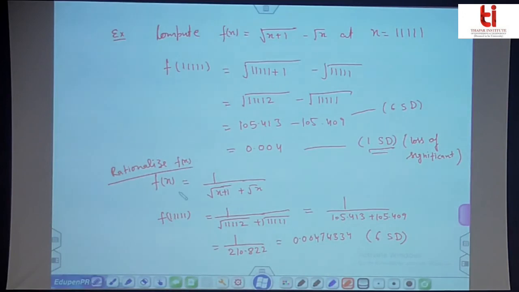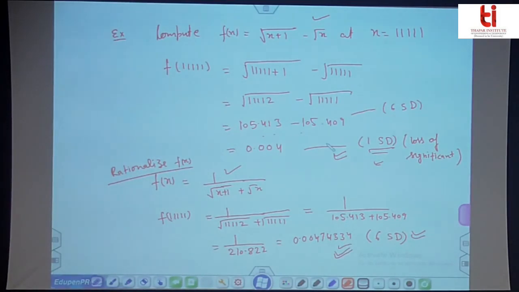Even though the function is the same, this and this both functions are the same, the difference is that in one case we are getting 1 significant digit, and in the other function evaluation we are getting 6 significant digits. Why is it happening? We have already discussed that in the previous lecture. This is due to the subtraction between nearly equal numbers. Here the subtraction sign is avoided by the addition sign. That's why we are not having loss of significant digits, and in the previous case we had loss of significance. So this is a much better result in comparison to the previous.